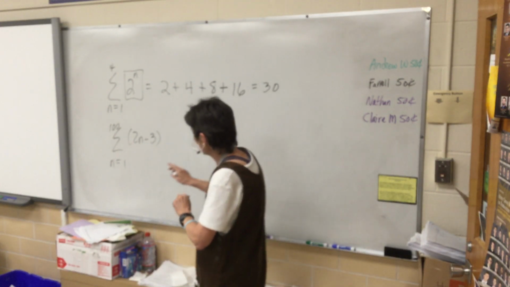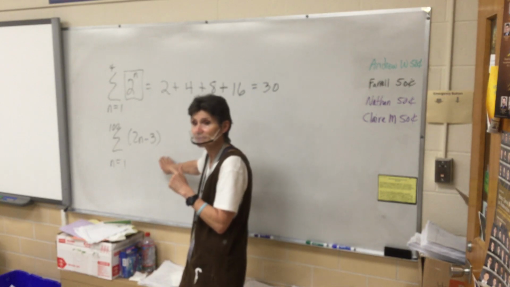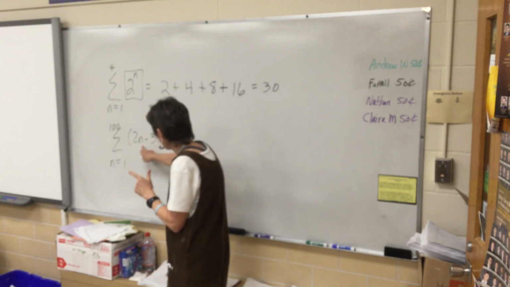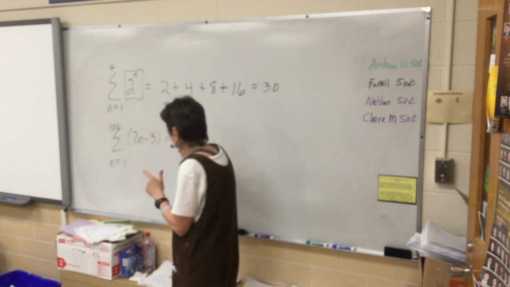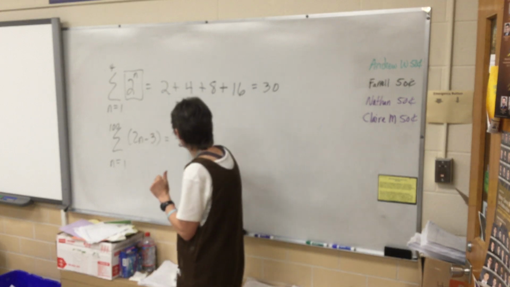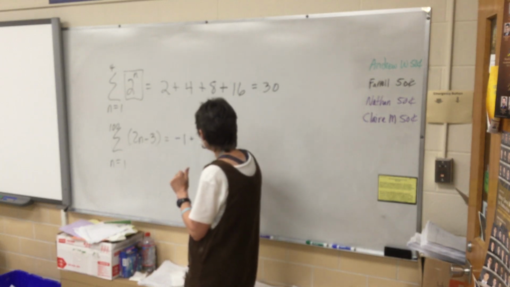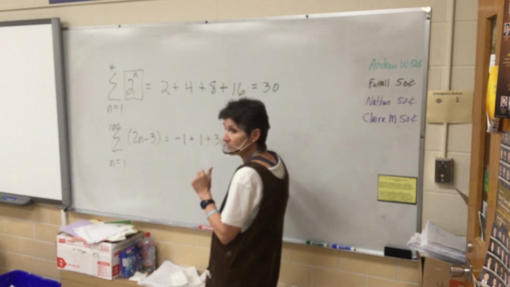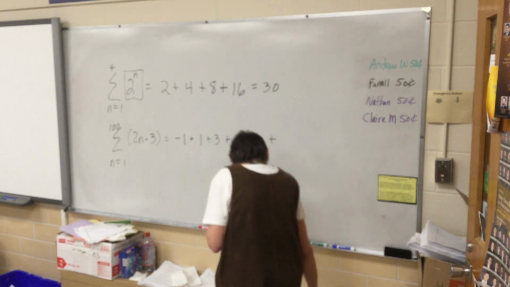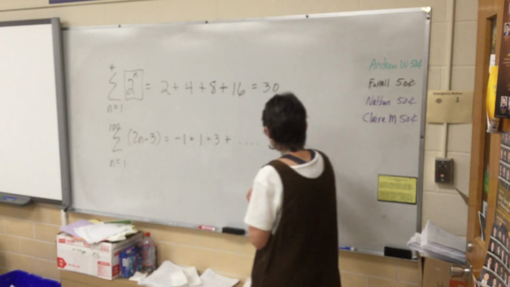First of all, let's look at the first few terms of this and see what kind of a sequence it is. So if I put in 1, just to get started, my first term will be -1. And then when I put in 2, I'll get 1. When I put in 3, I'll get 3, and so on. And I will be going all the way. The last one would be 197.